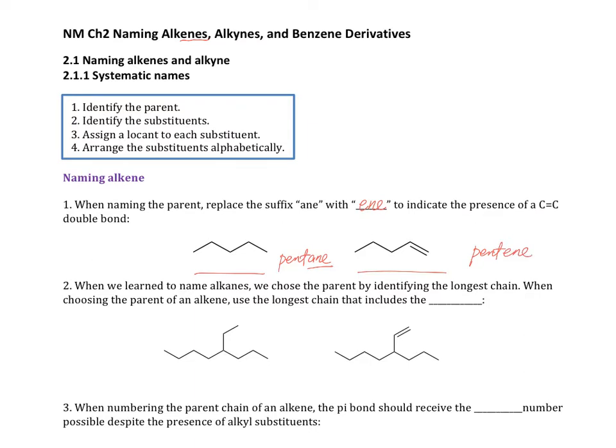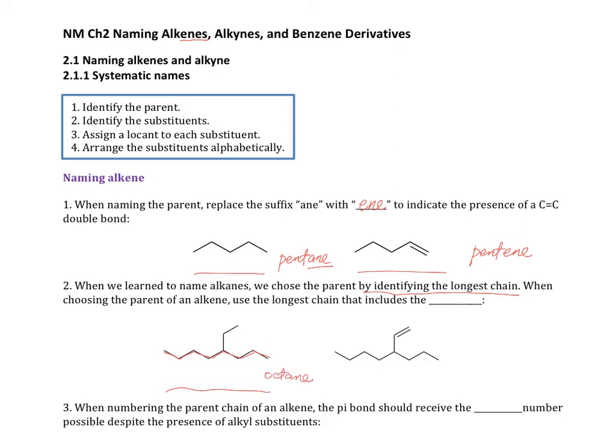Okay, the next thing is to pick out the parent chain. So for alkanes, the rule was to identify the longest chain. So for the structures on the left, which is the backbone, we'll just look for the longest continuous chain, right? So it's going to be how many carbons? 8 carbons. It's going to be an octane.